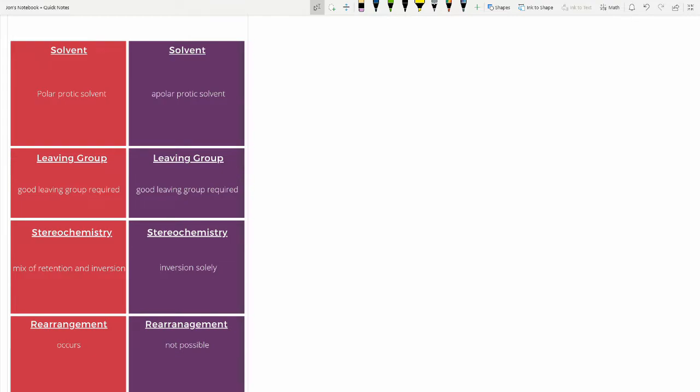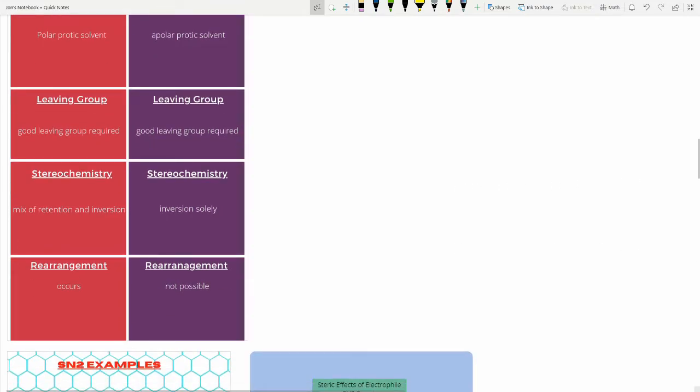And the reason why that is because the nucleophile attacks on the opposite side of the leaving group, which we call the backside attack. And when this happens, the inversion of the configuration happens at the carbon that it occurs at. The last comparison is rearrangement between SN1 and SN2.